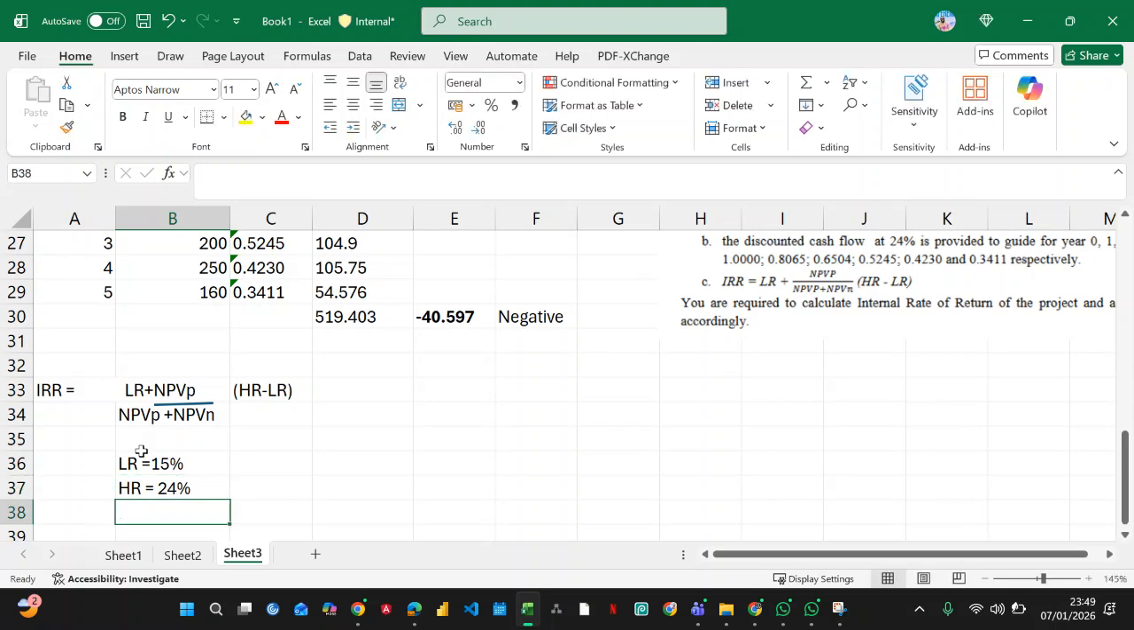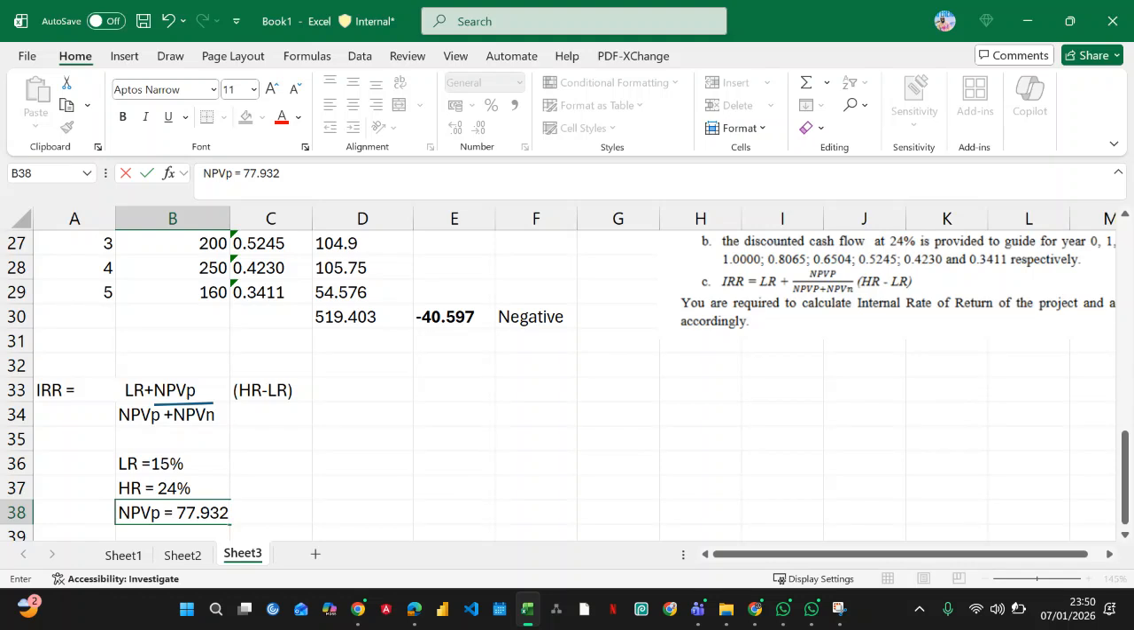So our LR is 15%. Then our HR is here too. That's 100%. And then our NPVP now equals 77.932.